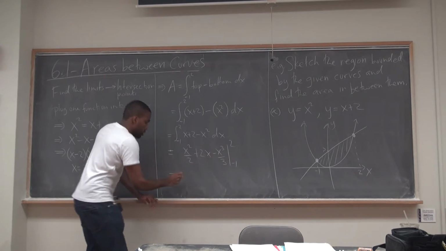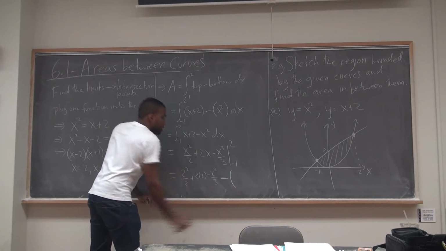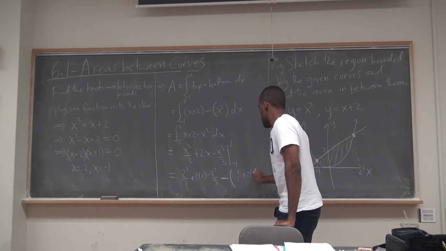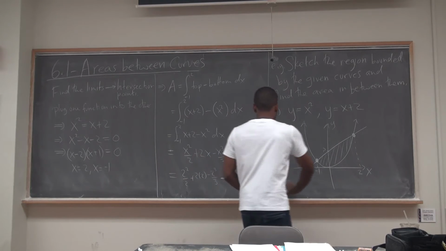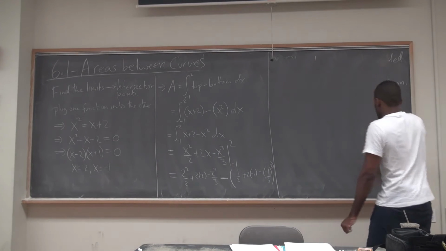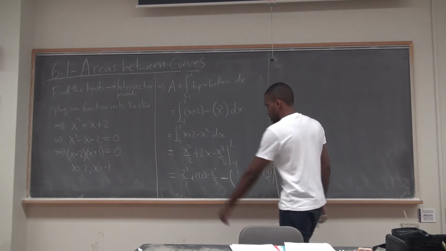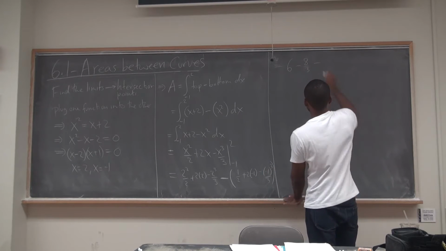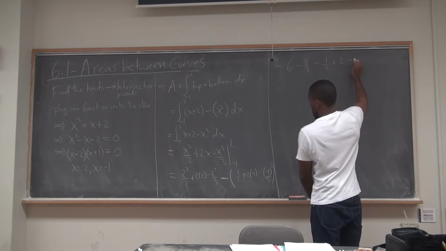Now we're going to plug in that top number: 2 squared over 2 plus 2 times 2 minus 2 cubed over 3, minus parentheses, fundamental theorem of calculus, plug in the minus 1 here. So I have 1 over 2 plus 2 times minus 1 minus minus 1 cubed over 3. So what do I have here? This is just 2, 2 plus 4, that's 6, minus 8 over 3, minus a half, plus 2, minus 1/3.